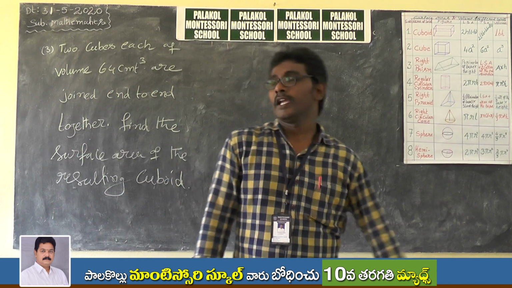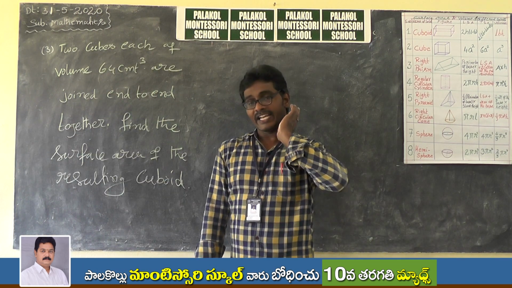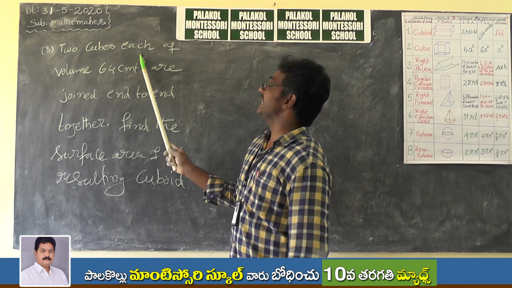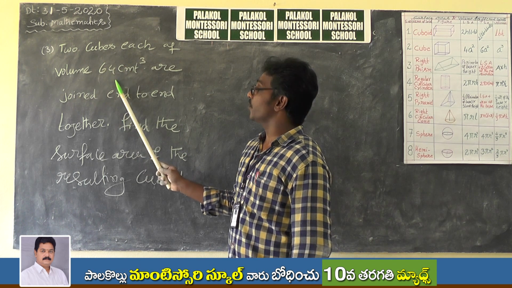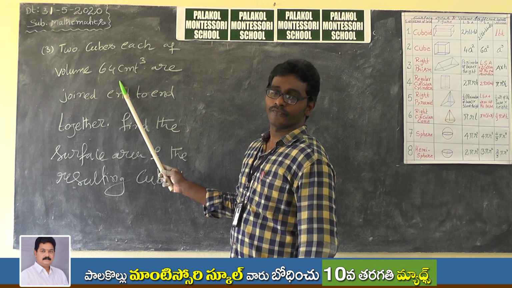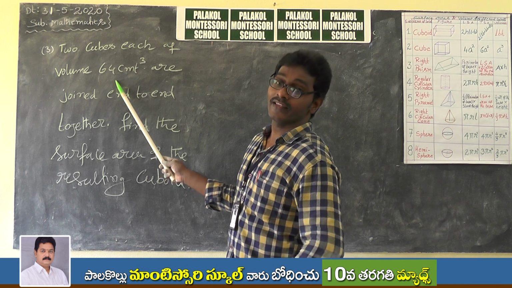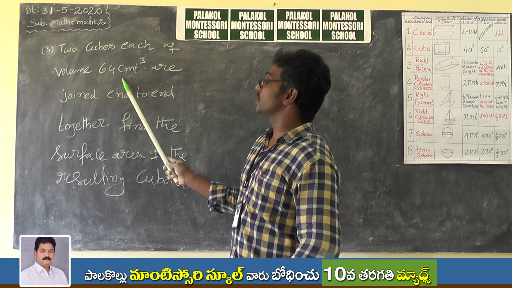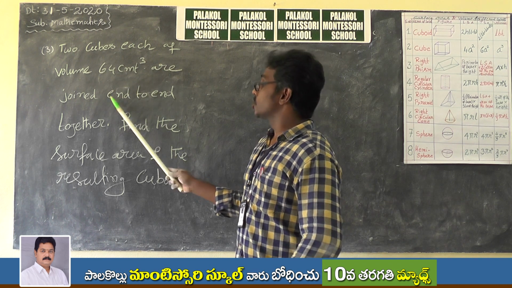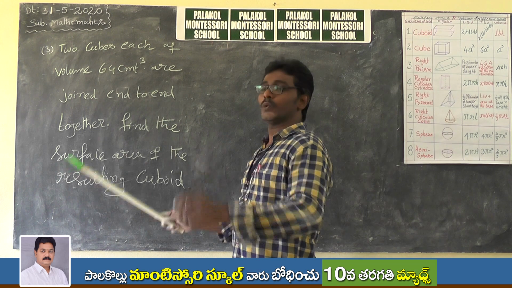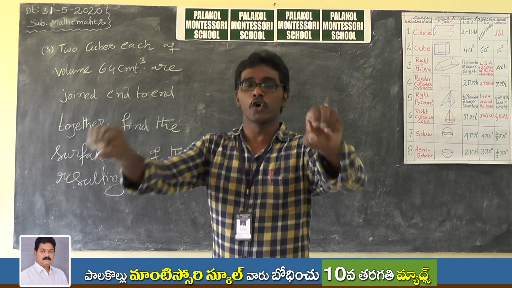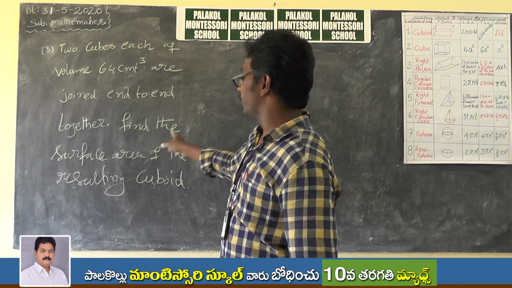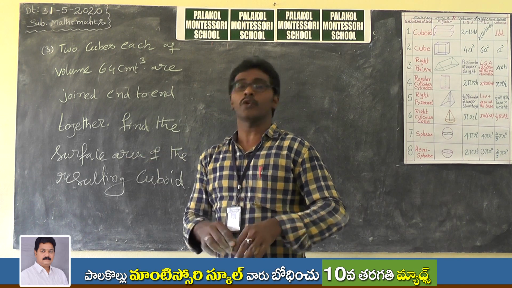Guys, first you study the sum and read it. That means two cubes, each of volume 64 centimeter cube. In this sum, how many cubes are there? Two cubes. Each one's volume is 64 centimeter cube. They are joined end to end together. So find the surface area of the resulting cuboid.